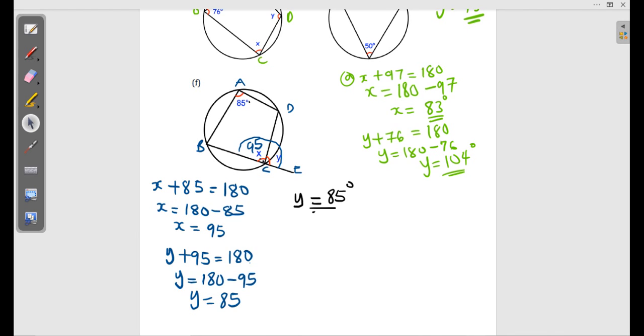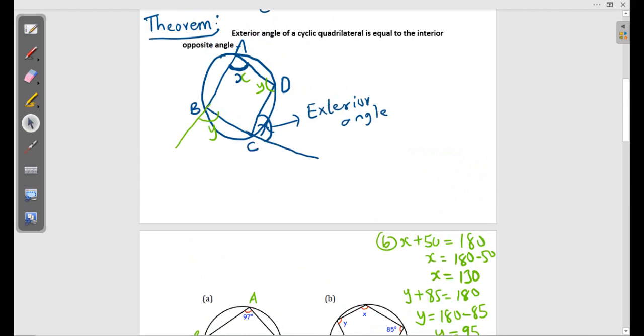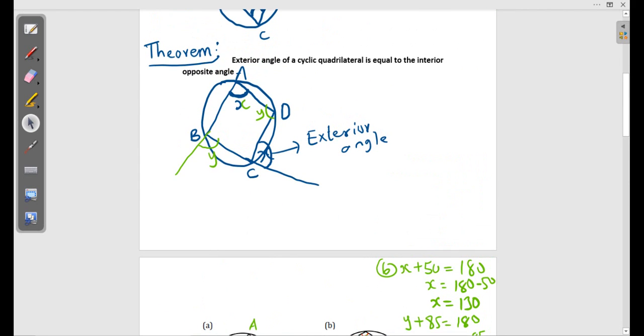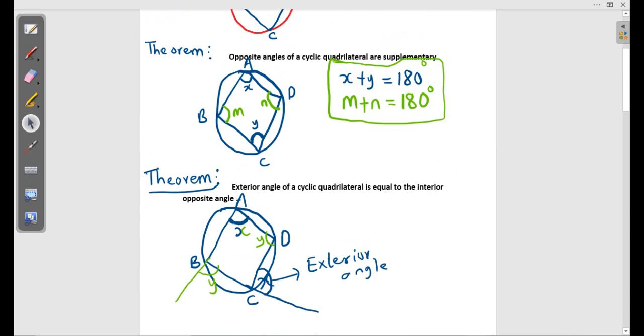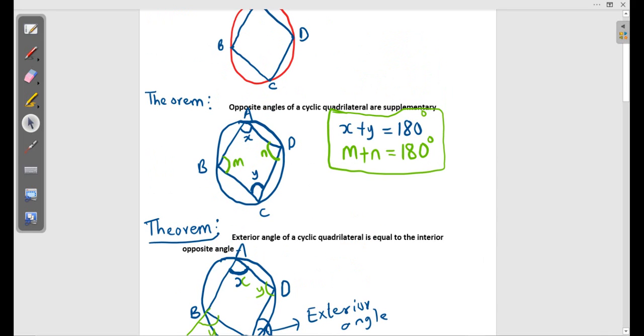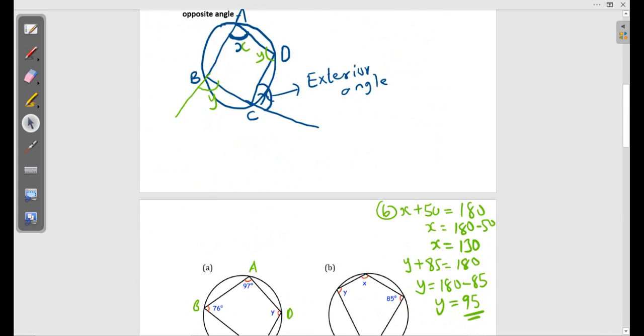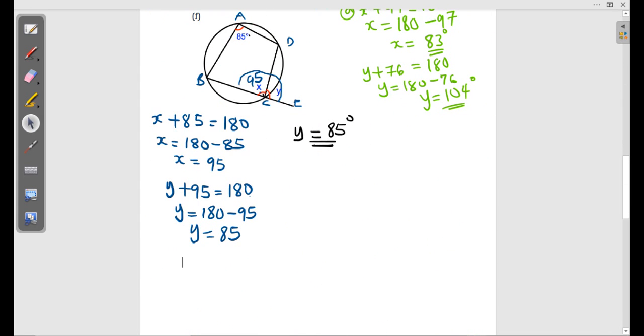So I hope this video helps you to understand that the exterior angle of a cyclic quadrilateral is equal to the interior opposite angle and that the opposite angles of a cyclic quadrilateral are supplementary. You will get so many questions on this theorem that you can actually work with.